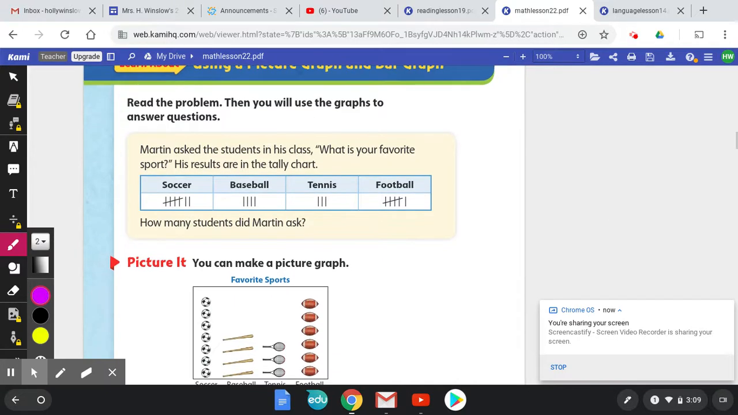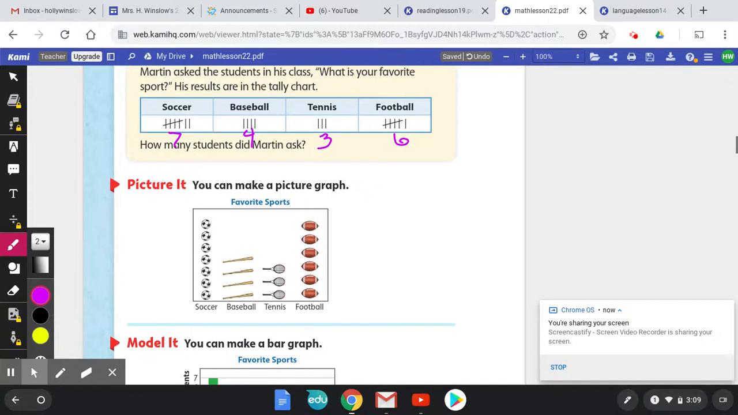Martin asked the students in his class, "What is your favorite sport?" His results are in the tally chart. So if we count the tallies, you would see there is how many in soccer? Yep, there is 7, baseball 4, tennis 3, and football 6. So how many students did Martin ask altogether? Well, I like to write my numbers there. A lot easier to count than those little tally marks. You can get kind of confused.